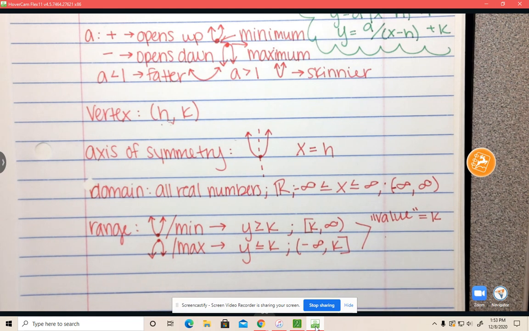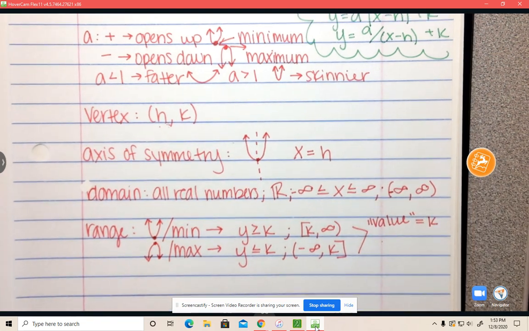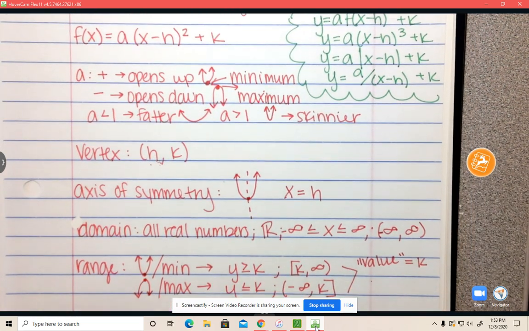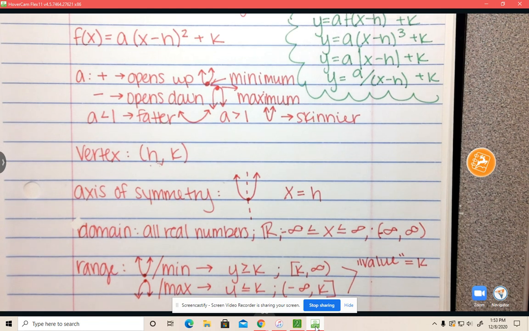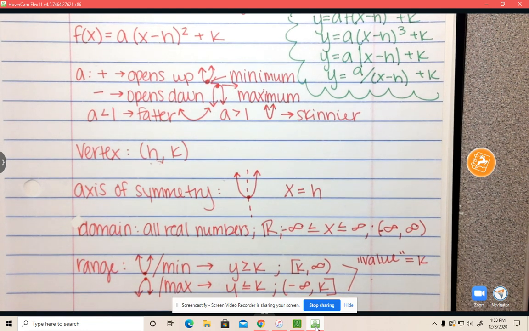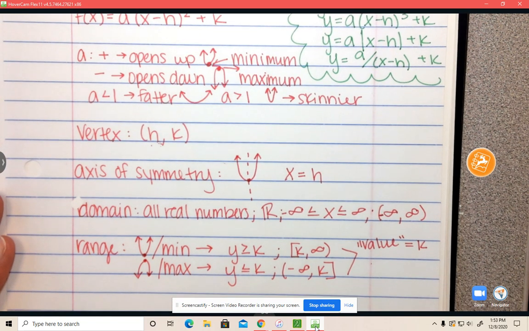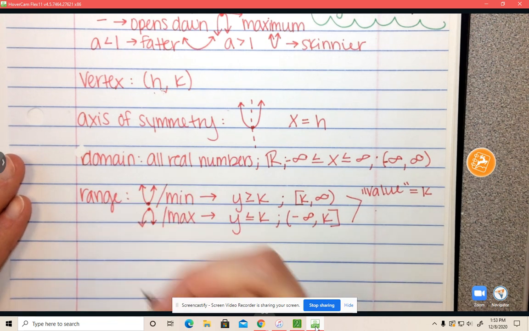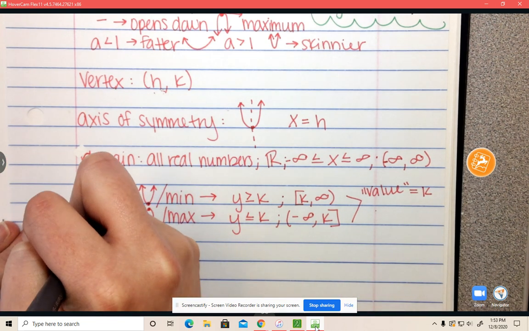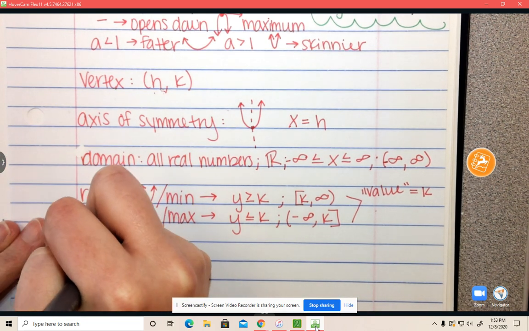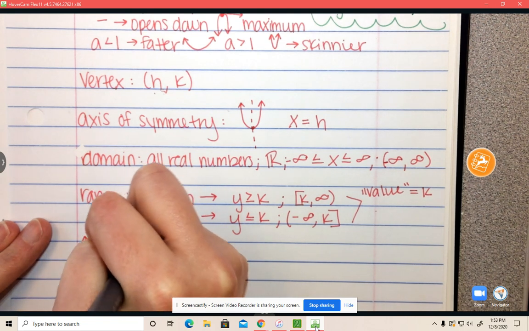So just by looking at a quadratic function, we can pull out all of this information. Okay, so we can learn a lot just by looking at the equation. And we're going to look at how to do that here in just a little bit. One thing I did forget to mention is that this shape, the shape of a quadratic, is called a parabola.